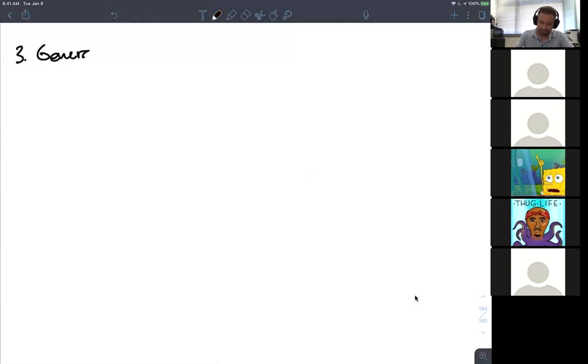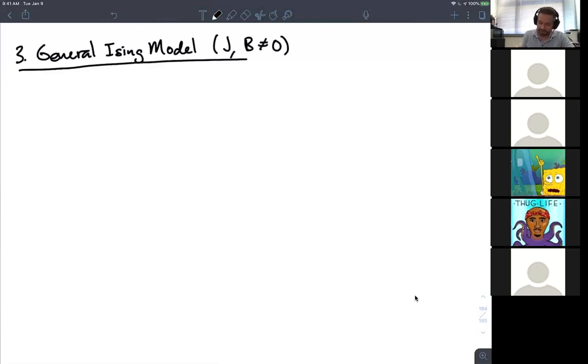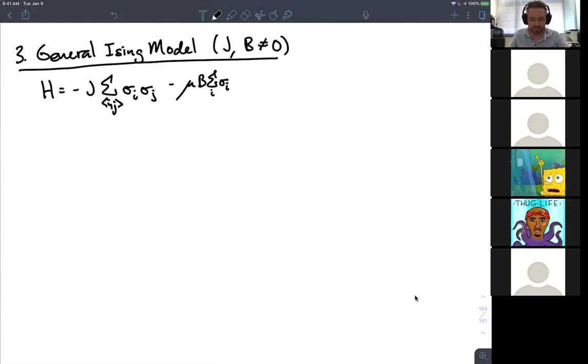Generalizing the model. That is when both J and B are not equal to 0. And so in this case, our Hamiltonian is what we had written previously. It's this, minus mu B sum over i. So now that's the Hamiltonian that we've got to deal with.